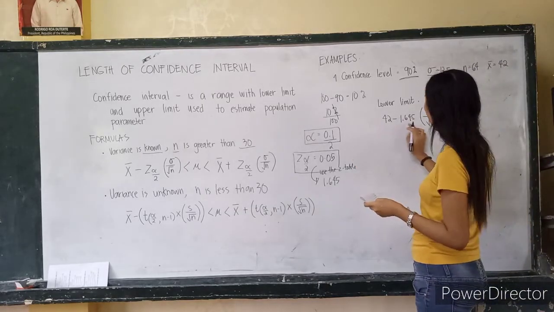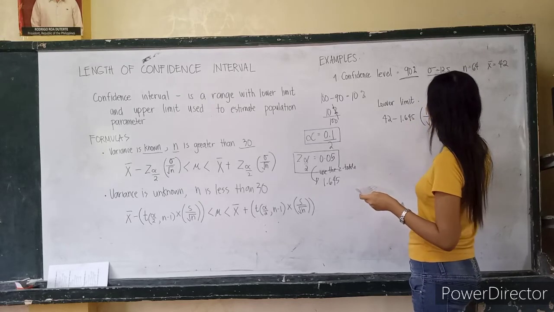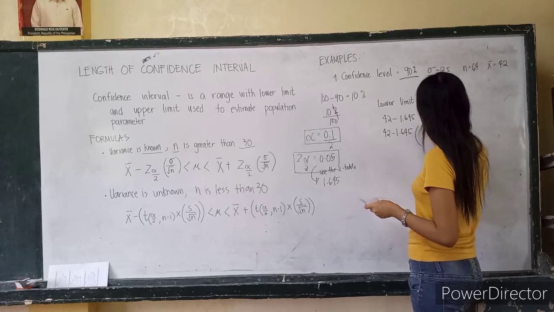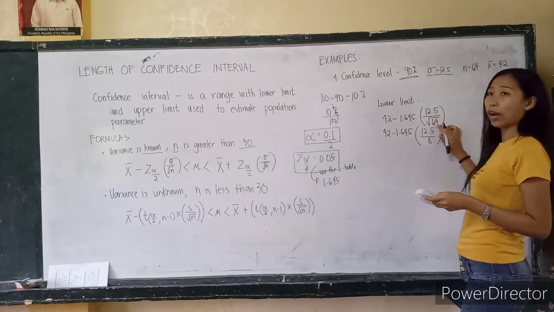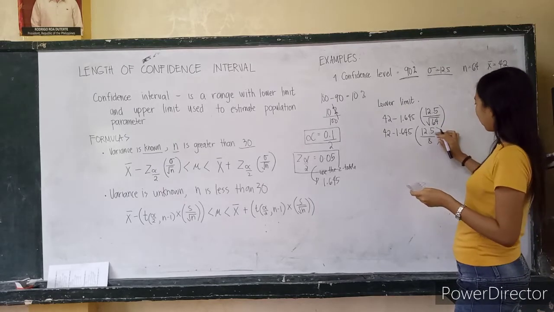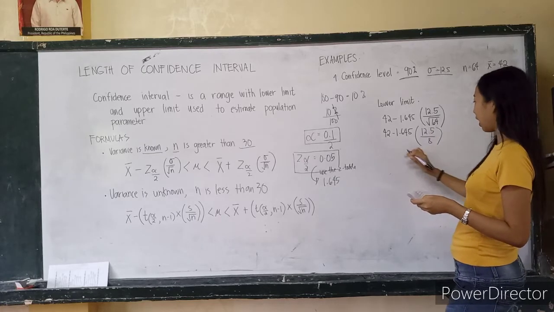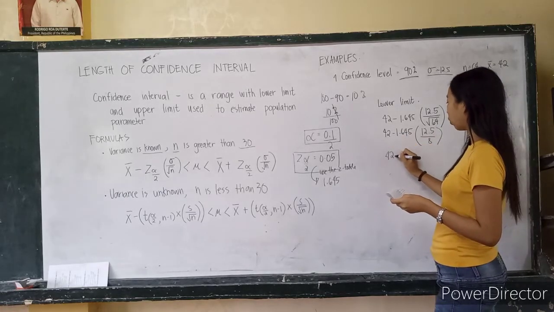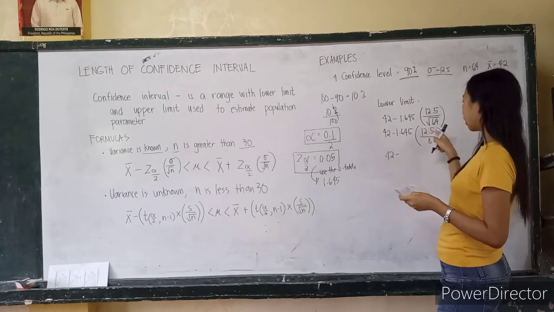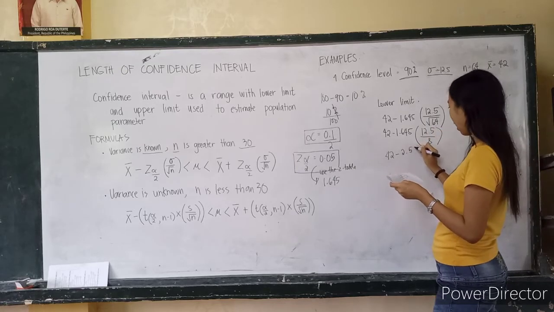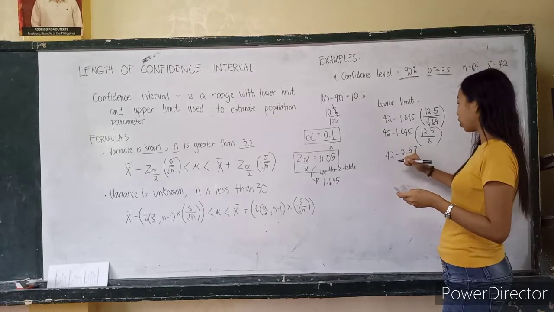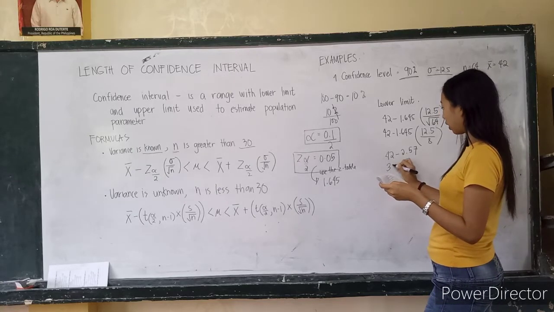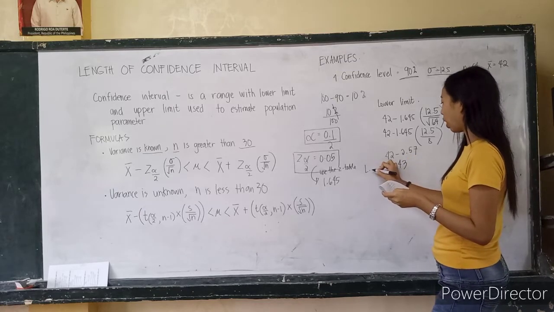Sige, so now we will compute. Let's do the more complicated part first. So that is 42 minus 1.645, and then we have 12.5 divided by 8, because the square root of 64 is 8. 12.5 divided by 8, then the answer, class, is multiplied by the one outside, 1.645. So, the answer of 1.645 times 12.5 over 8 is 2.57. Okay? So, now that we have it, we subtract it from your 42. So, the answer for our lower limit is 39.43. This is your lower limit.